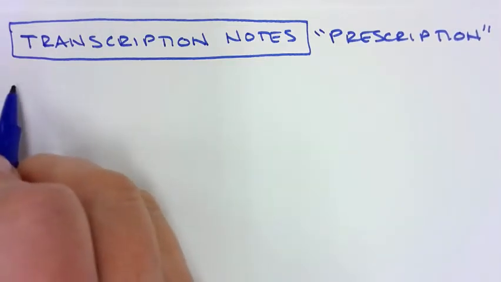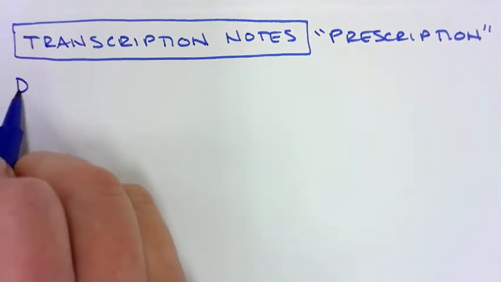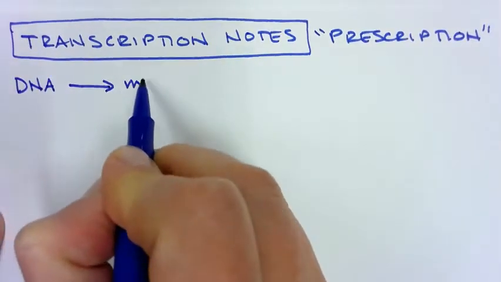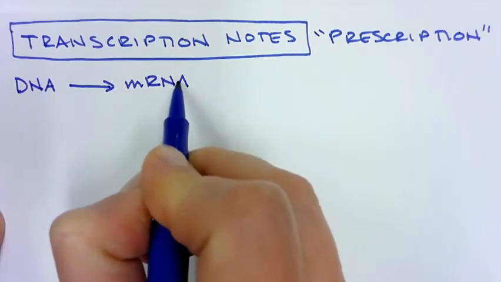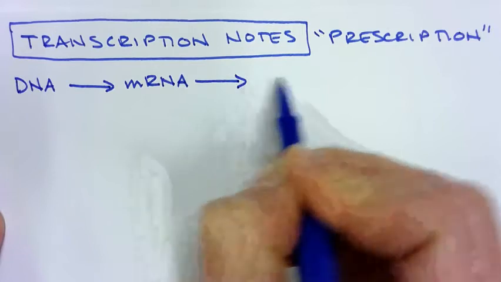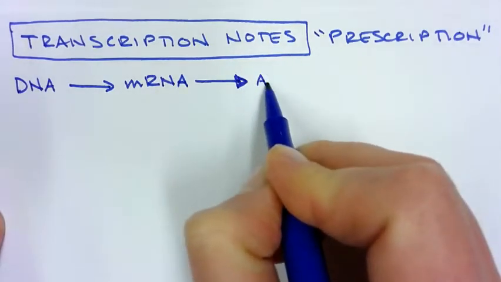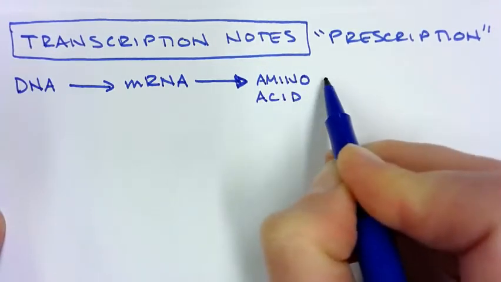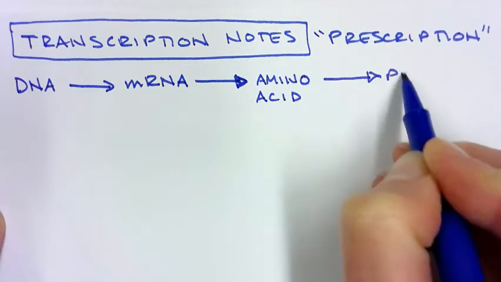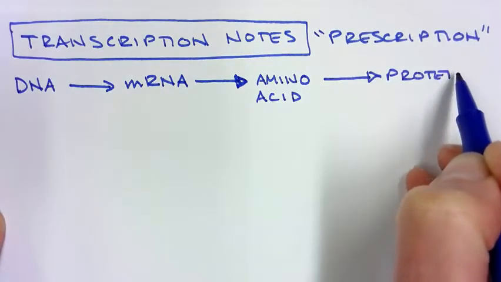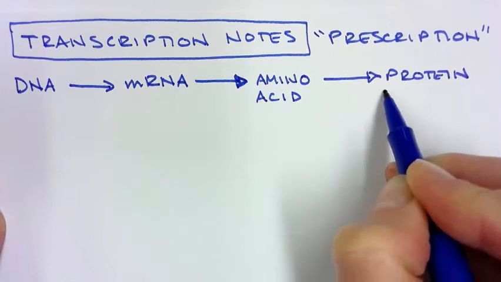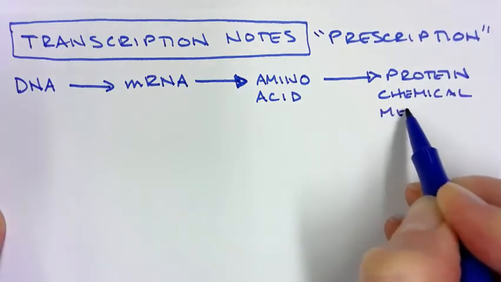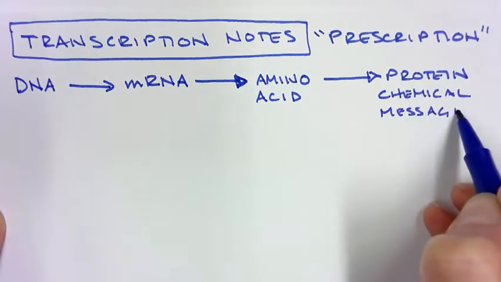So let's get a diagram of the big picture. We have the DNA in the nucleus. It's converted to messenger RNA, which is then converted to an amino acid, which is then converted into a protein. And we'll remember that a protein is basically a chemical message. We are living chemistry, and our body operates through chemical messages.